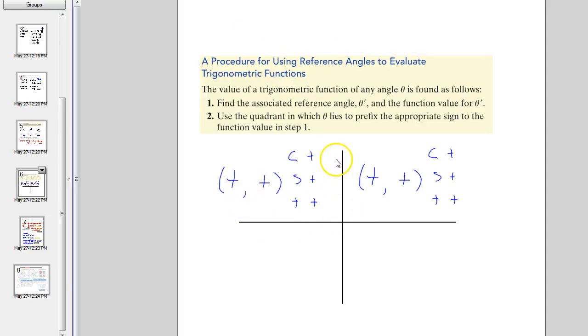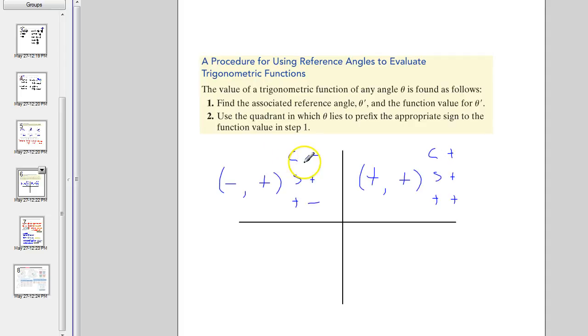Now, in quadrant 2, we're to the left of the y-axis, so cosine is now negative. But we're above the x-axis, so the y value is positive. So cosine is negative because we're to the left, so the x values are negative. Sine is still positive, but tangent is sine divided by cosine, or positive divided by negative, so tangent is now negative. Alright, so sine is the only one positive in quadrant 2.